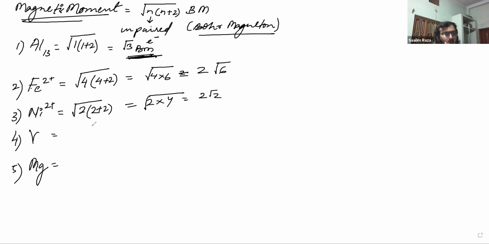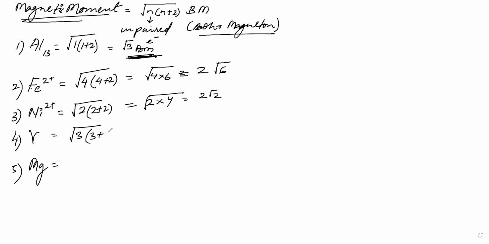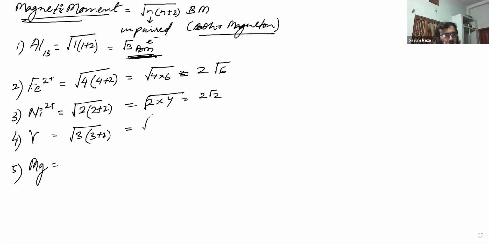Right. For vanadium, we had how much? This is 3. So 3 into 5, root 15. This will be equal to root of 3 into 5. This is root 15. Can we do anything to 15? I don't think we can do anything to 15.